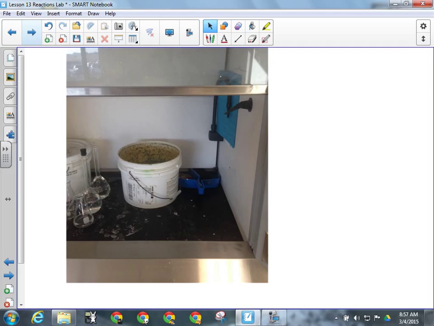Okay, none of this stuff should go down the sink. All right, it is all very concentrated, because I want the reactions to be obvious. All right, everybody with me there? Okay.